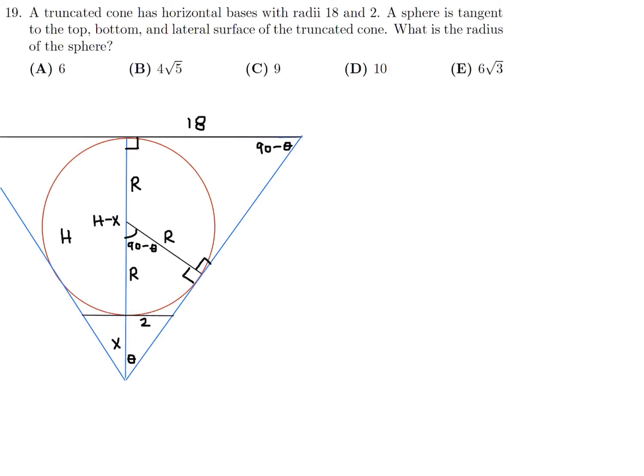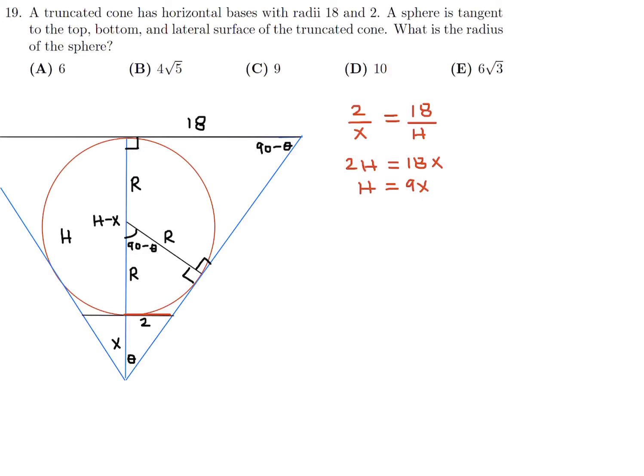The first, of course, is this triangle, little guy, and the big one. Those are definitely similar. So that tells me that 2 over x is equal to 18 over h. All right? And from that, we quickly get that 2h is equal to 18x, and therefore h is equal to 9x.